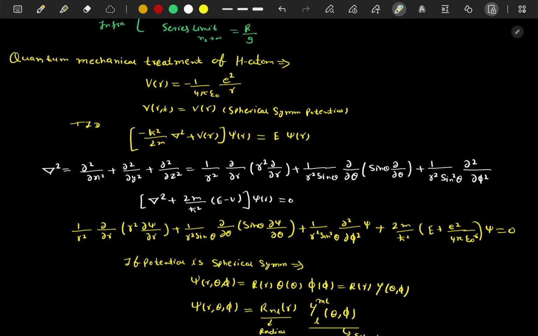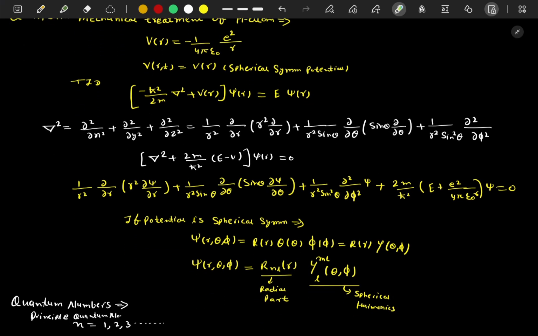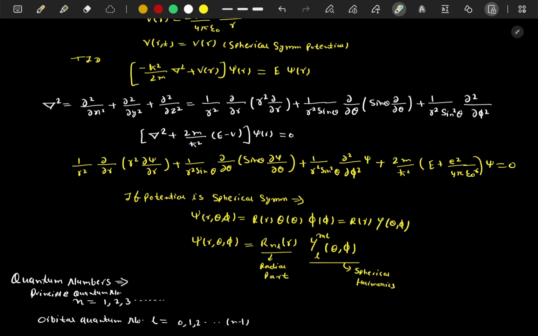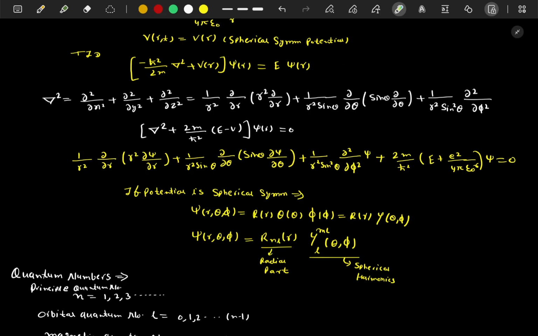V of r equal to माइनस e square upon 4 pi epsilon naught r, ये अपना पोटेंशियल होता है। क्यों? क्योंकि ये कौन सा है? कूलम्बिक वाला है ना, k q1 q2 by r square, सॉरी। So potential is spherical symmetric potential. This is the equation.